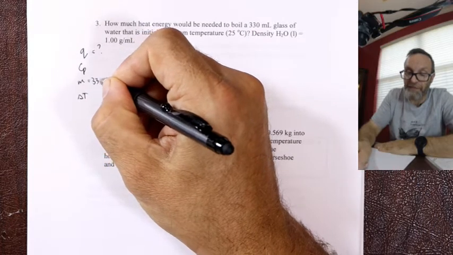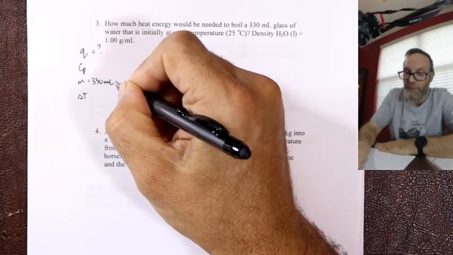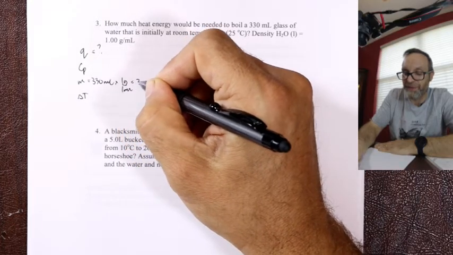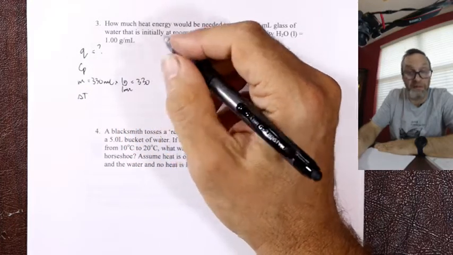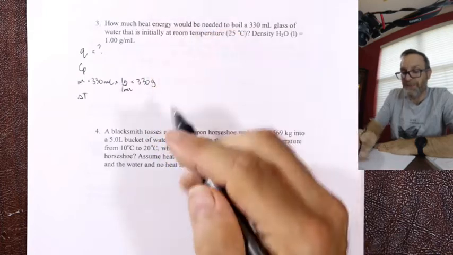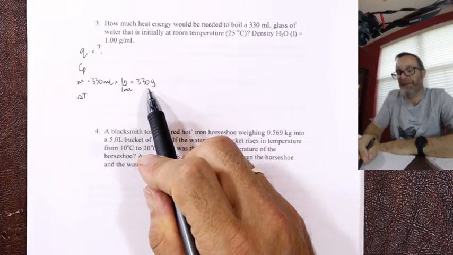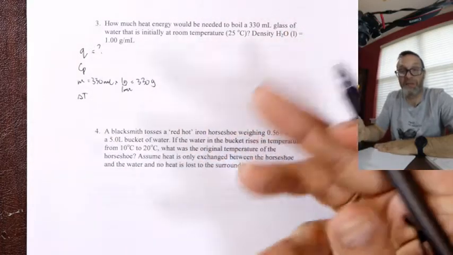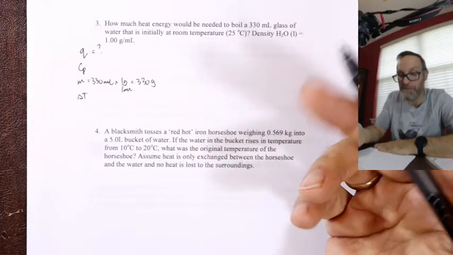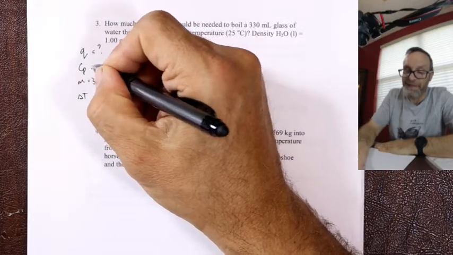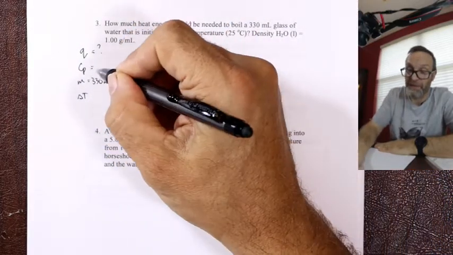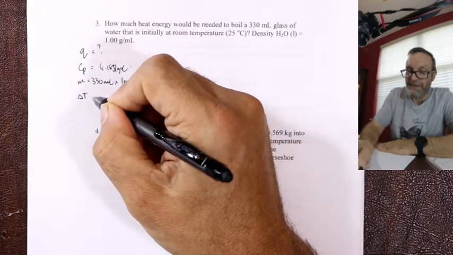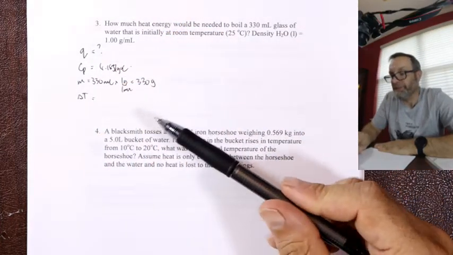But 330 milliliters of water is 1 gram per 1 milliliter. Just so happens it's the same number. If it was a different material, it'd have a different density other than 1. So you still got to show that 330 milliliters is 330 grams. If it was mercury, it'd be 13.6 times heavier per milliliter. Okay. Cp, that's water again, 4.184 joules per gram degree C. Temperature change, well, that's the only thing we're missing.